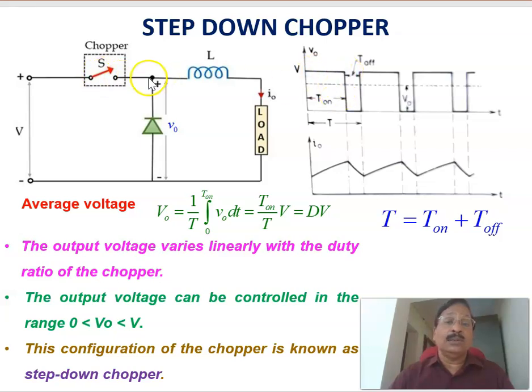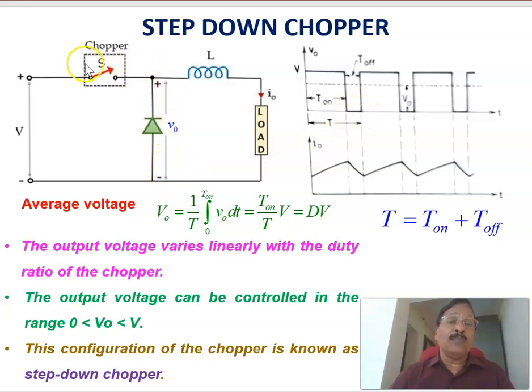That is happening during the on period of the switch, so the output voltage is the same as the input voltage. And when the switch is open, the energy is already stored in the inductor. To drive a current in the same direction, the polarity will become plus here and minus here. Then only can it drive a current in the same direction, as per Lenz's law. This means the diode gets forward biased, and the current freewheels through the diode. Then the voltage V0 will be only the diode drop. If you neglect the diode drop, that will be almost zero.